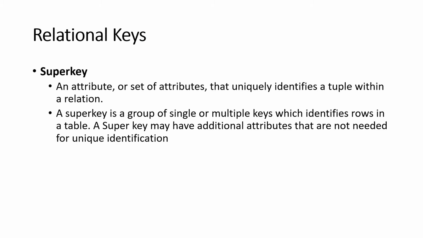Now we talk about the relational keys. We know there are several types of keys. The first one is the super key, an attribute or set of attributes that uniquely identifies a tuple within a relation. A super key is a group of single or multiple keys which identifies rows in a table. A super key may have additional attributes that are not needed for unique identification.